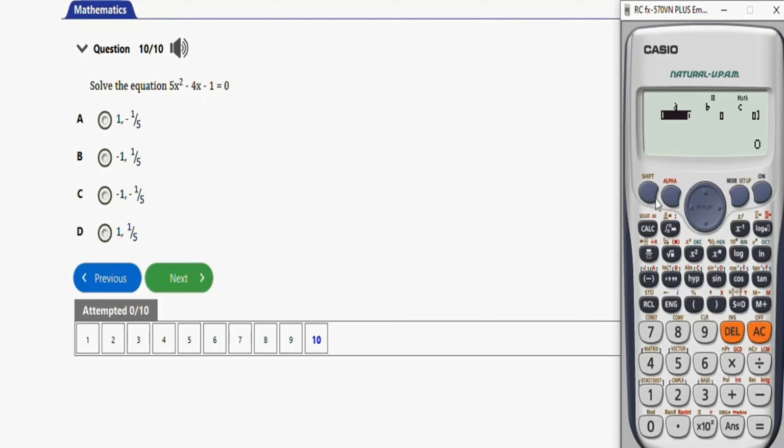Now don't forget, once you're done, press shift button 9, instructions, press 3, press equals, and press equals again. So that's it, guys. Now click on the next screen above and I will see you in the next video.